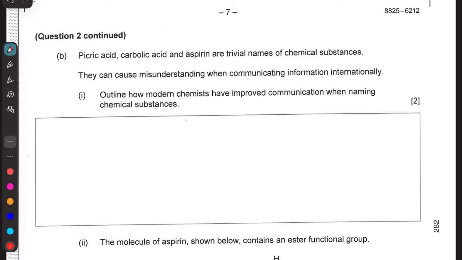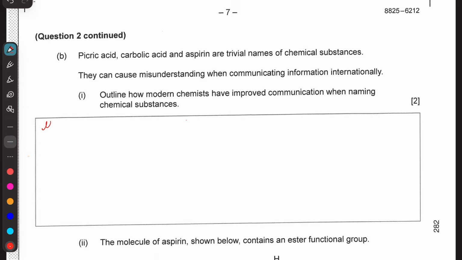Picric acid, carbolic acid, and aspirin are trivial names of chemical substances, and they cause misunderstanding when communicating information internationally. So you have to outline how modern chemists have improved communication when naming chemical substances. Modern chemists now use IUPAC nomenclature, right? The main thing about IUPAC nomenclature is that the naming is based on the structure. So every different organic structure will have a different name. There is less chance of any confusion now.